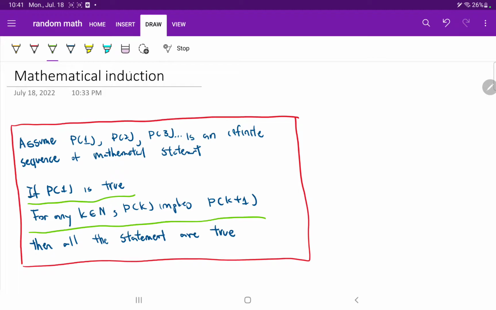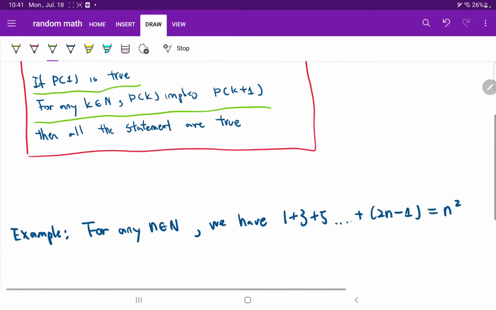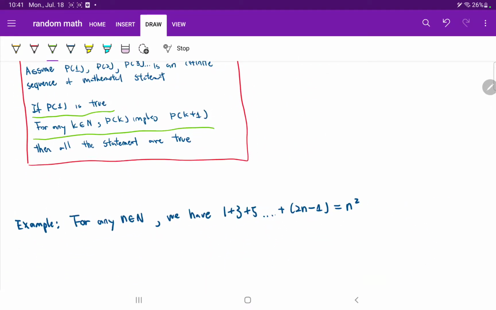So how exactly is this useful? Well, let's take a look at an example. Our proof here is that we want to prove, for any natural number n, that 1 plus 3 plus 5, and so on, plus 2n minus 1 is equal to n squared. We start from 1 and sum them: 1, 3, 5 are all odd numbers.